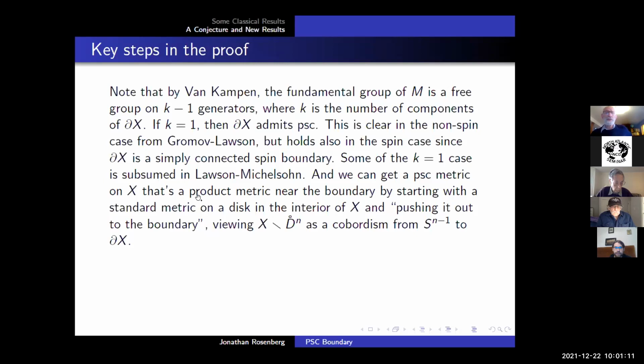But the one thing also we would like is to get a metric on X that's a product metric near the boundary. And the way you do that is to start with a standard metric on a disk in the interior of X. So you punch out a little disk in the interior of X. And you start with the standard round metric on S^{n-1}, which is the boundary of that disk. And then you just push it across the cobordism from S^{n-1} to the boundary of X. And that gives you now a metric on X, which has positive scalar curvature and is a product metric near the boundary.